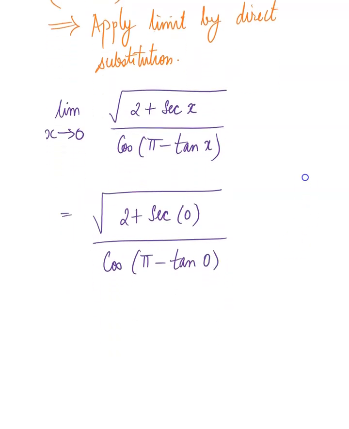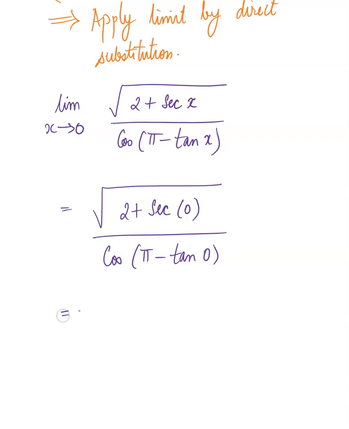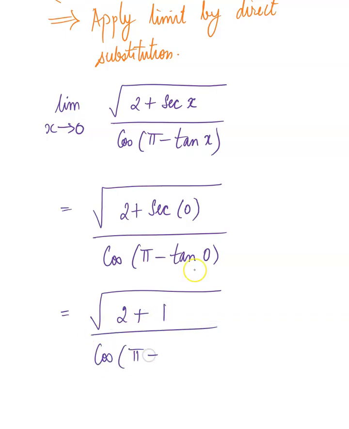So you want to go back and look at your unit circle. Secant 0. We don't see the unit circle directly as a secant value, but you can find the cosine value. So cosine 0 is 1. Reciprocal of cosine is secant, so reciprocal of 1 is 1 again. 2 plus 1 over cosine pi minus tan 0. Tan 0 is sine 0 over cosine 0. So sine 0 over cosine 0 will be 0, right? Because sine 0 is 0 and cosine 0 is 1. So 0 over 1 is 0.